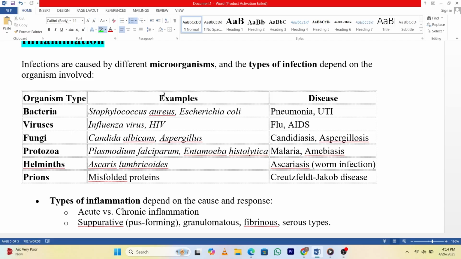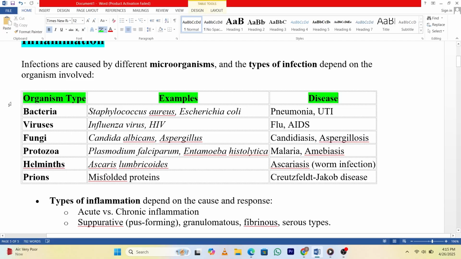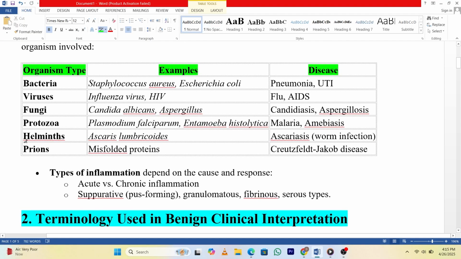Viruses: influenza virus, HIV; flu, AIDS. Fungi: Candida albicans, Aspergillus; candidiasis, aspergillosis. Protozoa: Plasmodium falciparum, Entamoeba histolytica; malaria, amoebiasis. Helminths: Ascaris lumbricoides; ascariasis, worm infection. Prions: misfolded proteins; Creutzfeldt-Jakob disease.